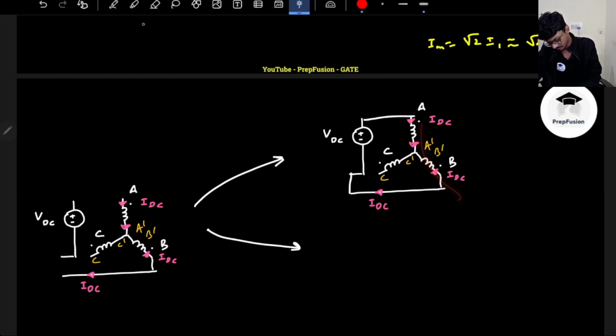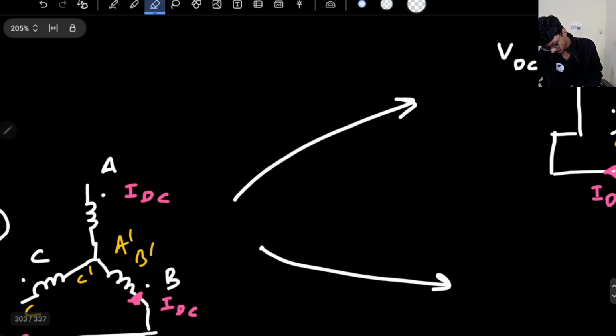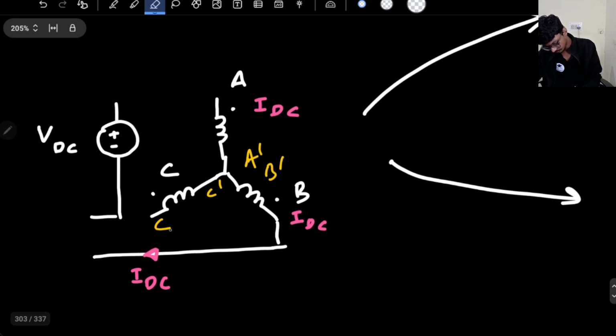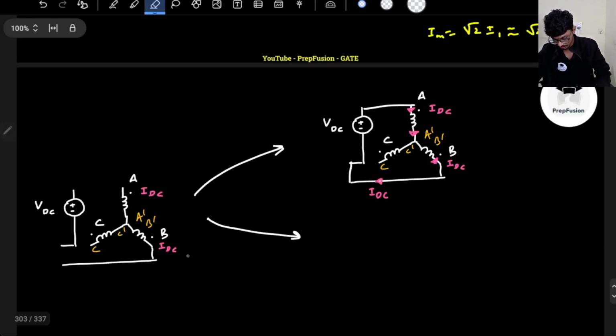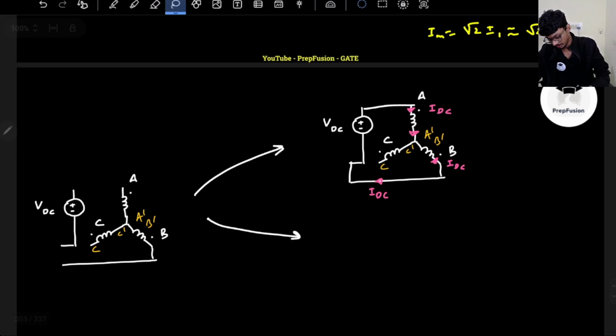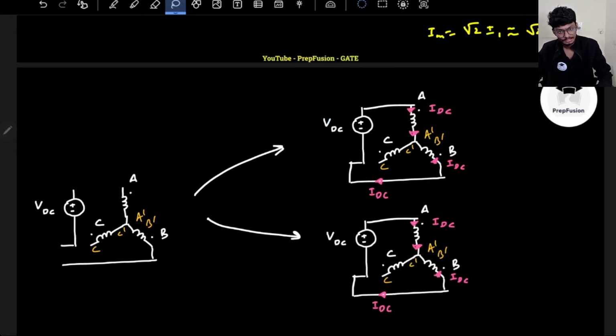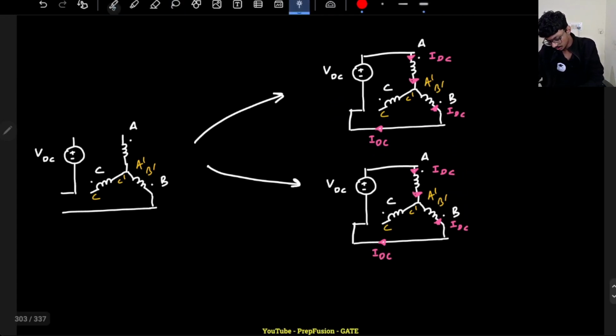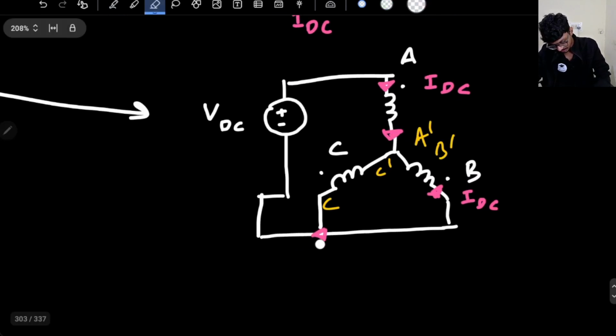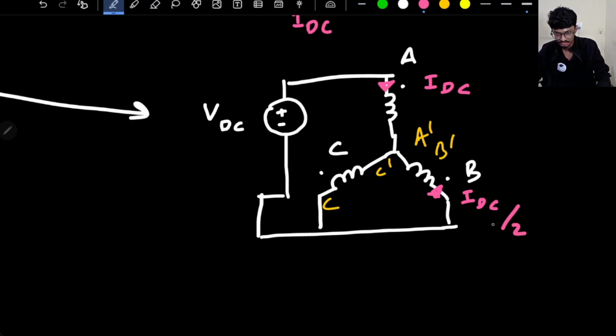So then this will be the direction of the current. But I can connect the three phases as well, right? What I can do is connect the C phase as well. So basically I will short both the B and C phase. Then the current will not be IDC here anymore, it will change. And if the current changes, then things will change. So this will be IDC by 2, because both coils will provide equal resistance. So this will be IDC divided by 2, and this will be IDC.